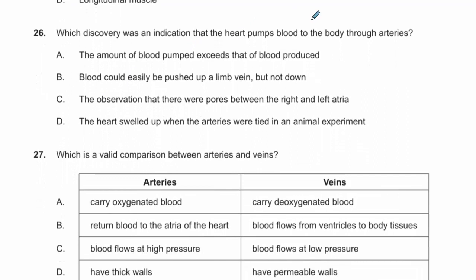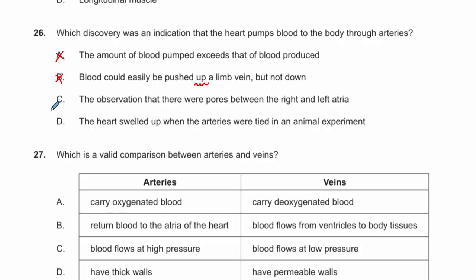26. Which discovery was an indication that the heart pumps blood to the body through arteries? And A says the amount of blood pumped exceeds that of blood produced. Well, the blood is reused and it's produced very slowly in the bone marrow, so it may be true, but it doesn't indicate the direction. B. Blood could easily be pushed up a limb vein, but not down. And here is like, what does up mean? It's quite arbitrary.